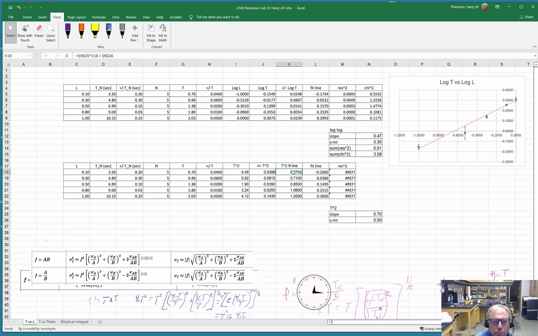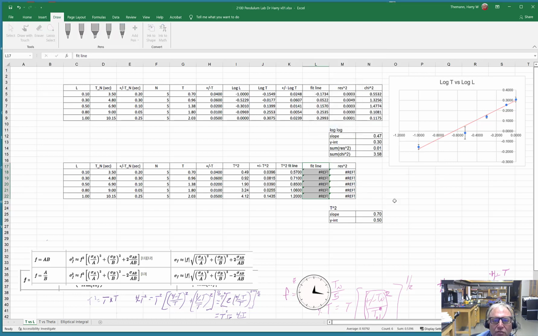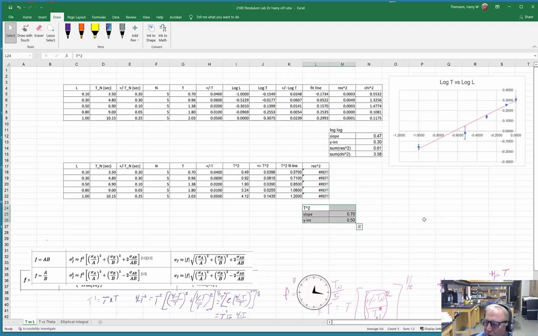So now I've set up my fit line. And in fact, then I got a little redundancy here, so delete this and shift cells left. And I suppose we want to move this over just to make it look a little cleaner. There we go. Let's see, something, ref, huh?